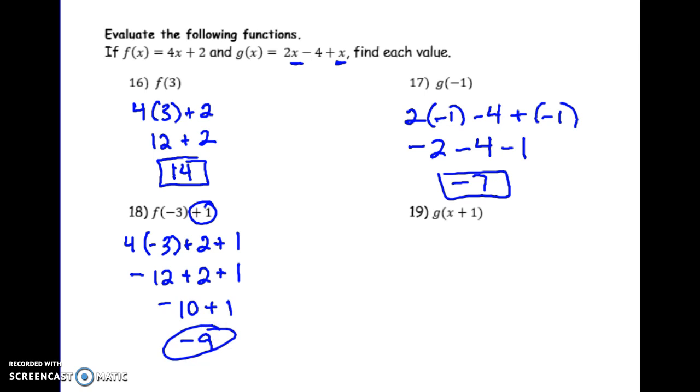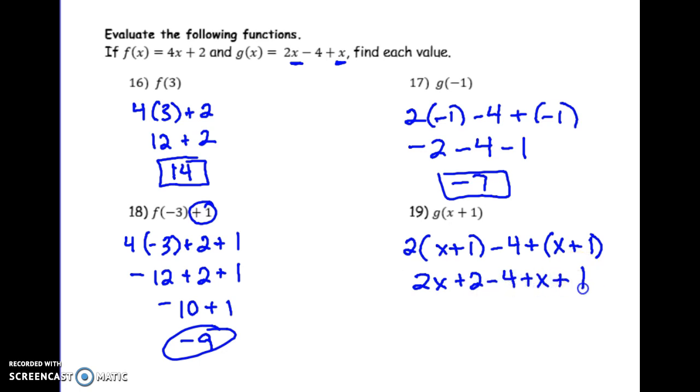All right, and now we've got an expression going into the g function. So this is going to be 2 times x plus 1 minus 4 plus an x plus 1. Okay, 2x when I distribute, 2x plus 2 minus 4 plus x plus 1. Combine my like terms and I end up with 3x. I've got a positive 2 minus 4 is negative 2. Negative 2 plus 1 is going to be minus 1. So my final answer is 3x minus 1.